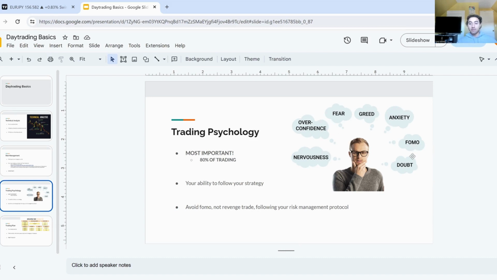This is a very good infographic, right? We have nervousness, we have overconfidence, fear, greed, anxiety, FOMO, doubt. These are all of the things you will face when you're trading. And it's kind of crazy because you're going to face them within seconds of each other. So you're going to enter a trade and you're going to be incredibly confident with this trade. And you're going to be like, I'm going to make a gazillion dollars off this trade. And then it's going to reverse on you.